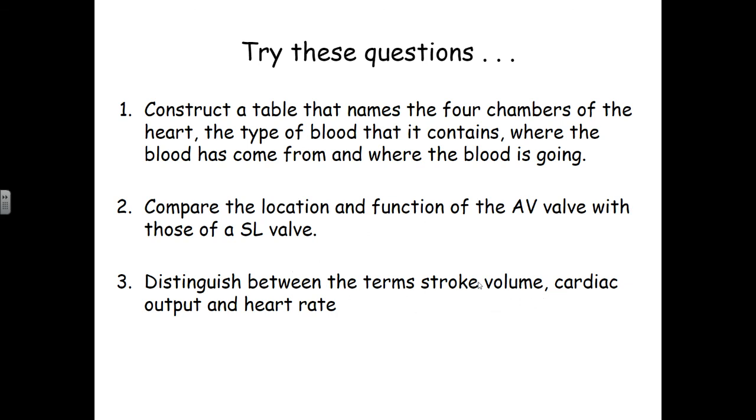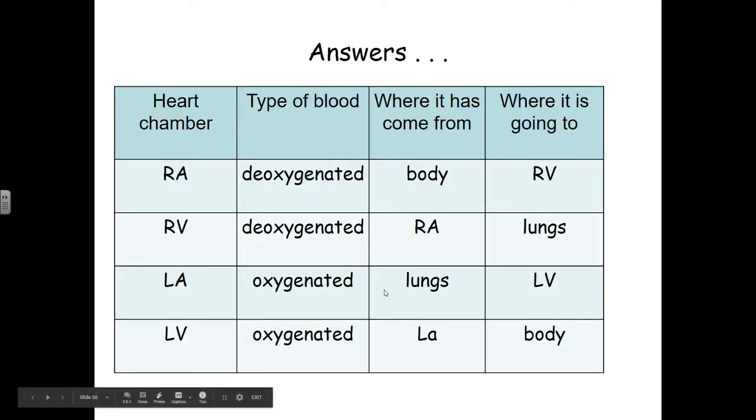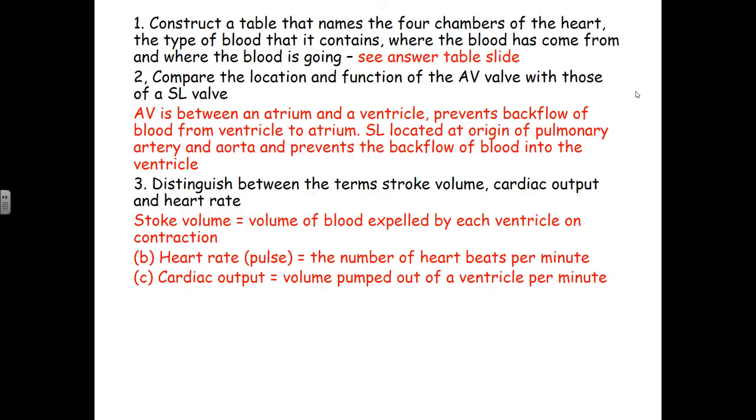You could compare the locations and functions of the AV, atrioventricular valves, and SL, semilunar valves, and distinguish between stroke volume, the volume pushed out every time your heart beats, so per beat; cardiac output, which is the volume pushed out by your heart per minute; and your heart rate, the number of times your heart beats in a minute. So cardiac output equals heart rate times stroke volume. This would be a good answer for the table question, and this would be good for the other two.